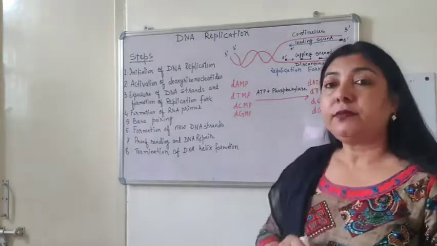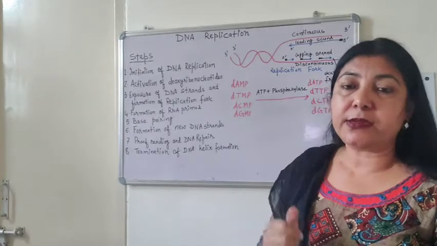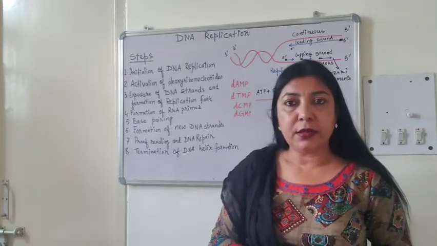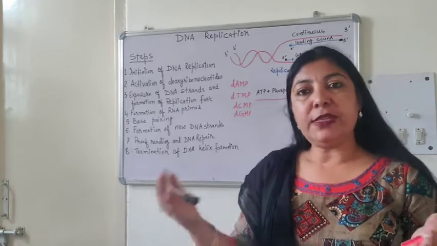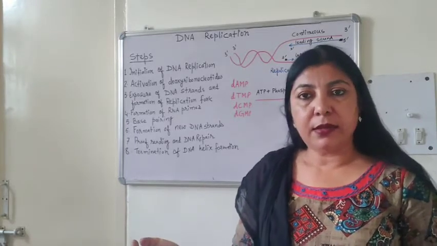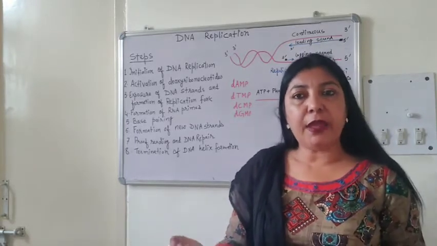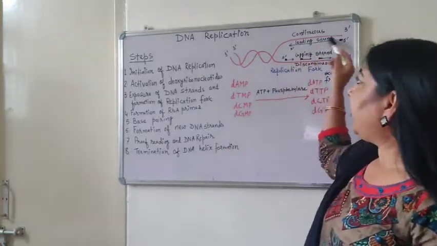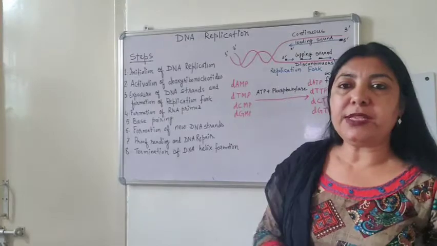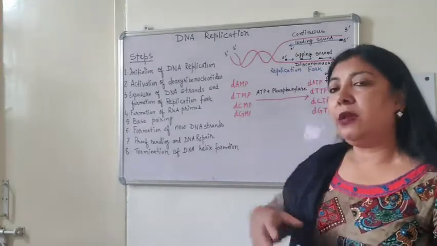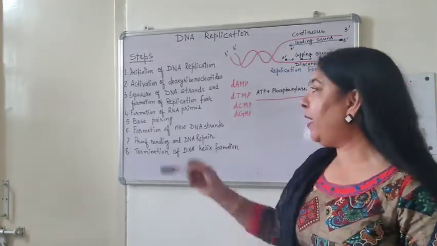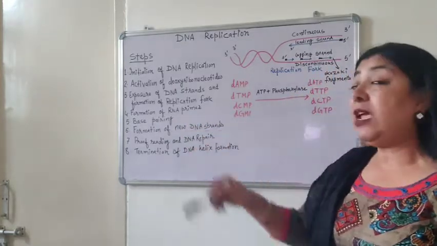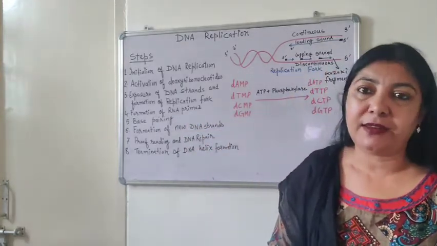Based on the base pairs, you know, in DNA there are complementary base pairs. A will always pair with T. C will always pair with G. So, based on whatever the nitrogen bases are there on one strand, the complementary base pairing will begin and formation of new DNA strand will begin.